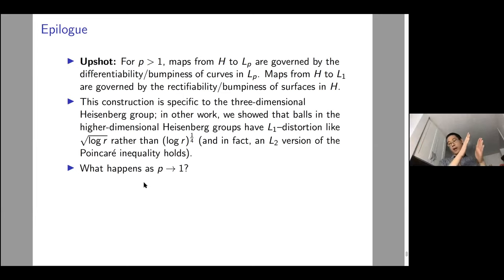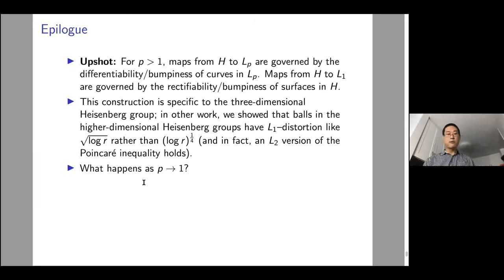One, as p increases to infinity, we know that our embeddings get better. But as p approaches 1, we know that the asymptotic growth of our embedding stays the same. Morally, something should happen as p approaches 1. As p gets closer and closer to 1, these embeddings should get at least a little bit better. But it's unclear exactly what happens.